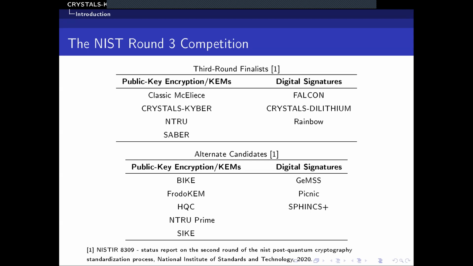Among them, CRYSTALS-Kyber has a small key size and can be implemented efficiently on different platforms. So it has a good chance to be standardized. Furthermore, it has the same platform as CRYSTALS-Dilithium, which is one of the finalists in the digital signature schemes. So we need to study more details about this structure.